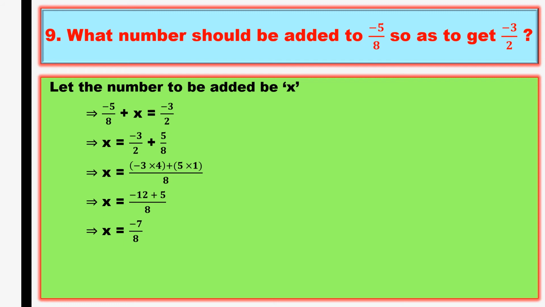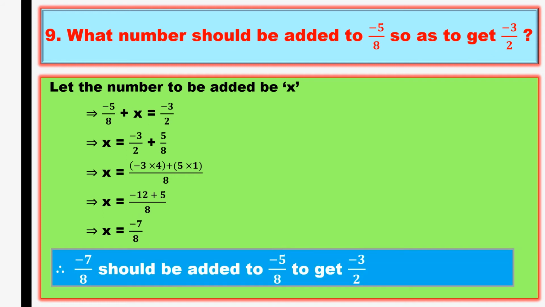So what should be added to this minus 5 by 8 to get this one? It is minus 7 by 8. Okay, minus 7 by 8 should be added to minus 5 by 8 to get minus 3 by 2. Okay, let us go to the next question.